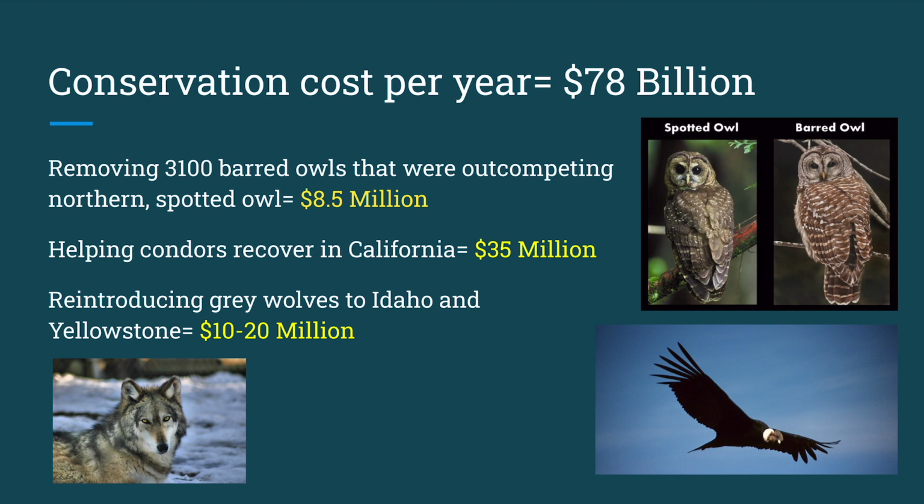A recent study estimated the cost of global conservation to be $78 billion a year. This is how much money we need to spend to protect the species and habitats that are in the most need of conservation efforts. Here are some specific examples of conservation costs. So removing 3,100 barred owls that were outcompeting the northern spotted owl added up to $8.5 million. Helping the condor recover in California cost the state $35 million. And reintroducing gray wolves in Idaho and Yellowstone came up to between $10 and $20 million.